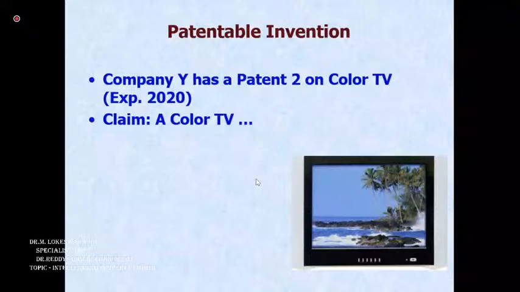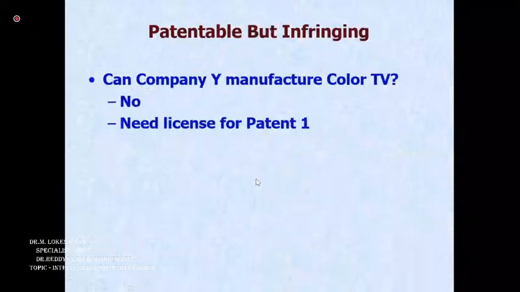What they can claim: they cannot claim the TV per se. Directly TV they cannot claim because the TV is already known. Only a color television can they claim. So what they got is a claim on a color TV. Now the question is, the black and white TV patent is expiring in 2015. The color TV patent is expiring in 2020. Suppose, can company Y manufacture color TV?